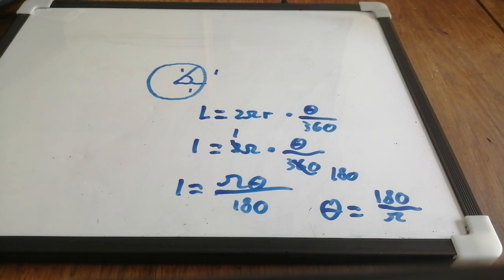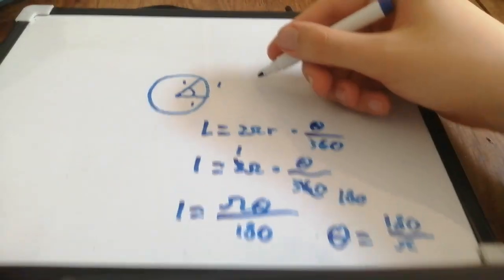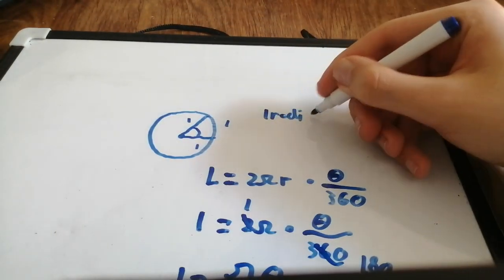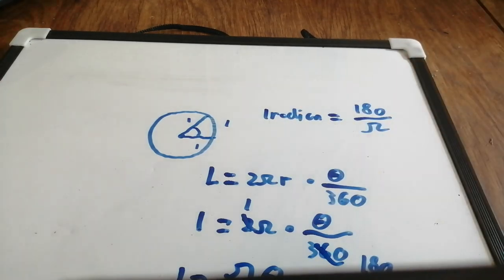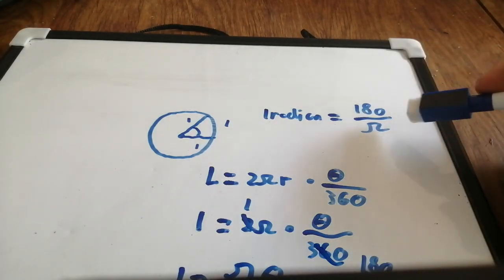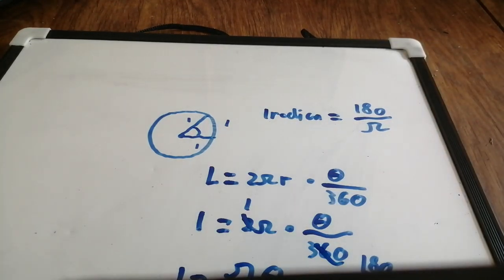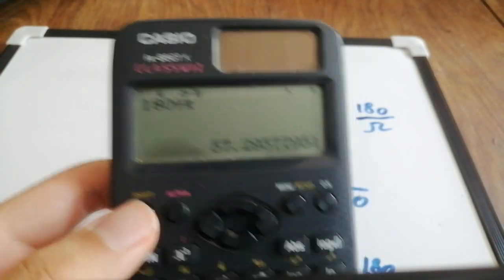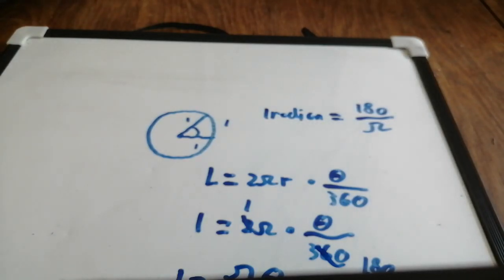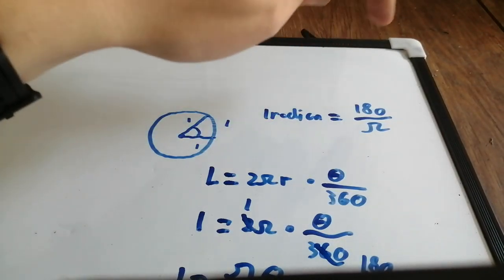It might be confusing, thinking to yourself, what does any of this mean? What this ultimately means is that 1 radian is equal to 180 over pi. So that's the main thing you need to remember. 1 radian is going to be equal to 180 over pi. Now you can put that into your calculator. It'll give you 57.29, so that doesn't really matter, we're not interested in that, just as long as you can remember that 1 radian is equal to 180 over pi.